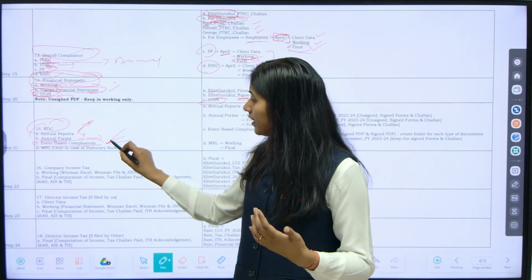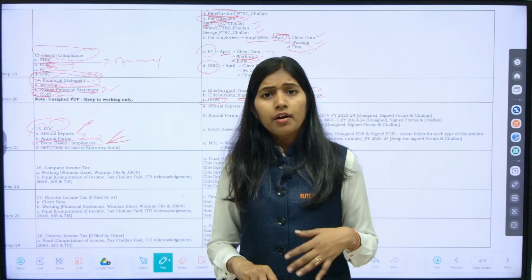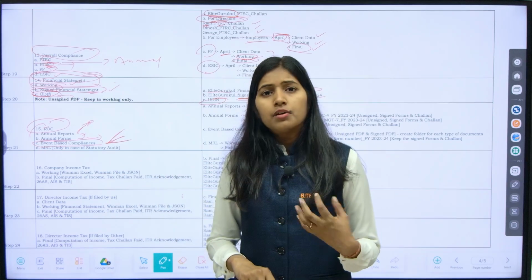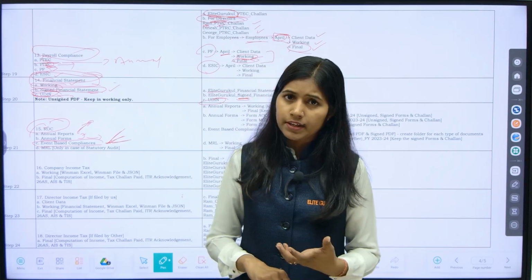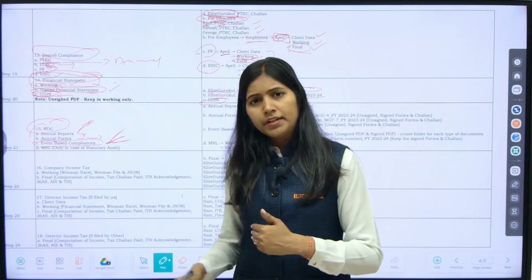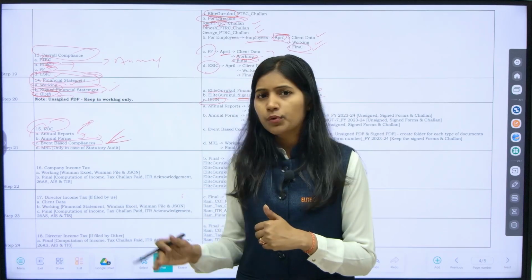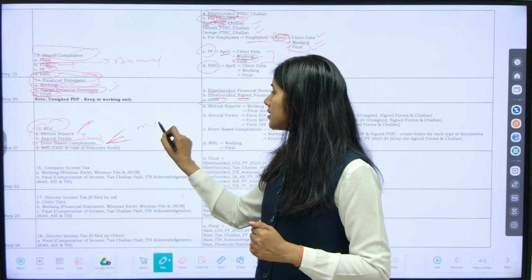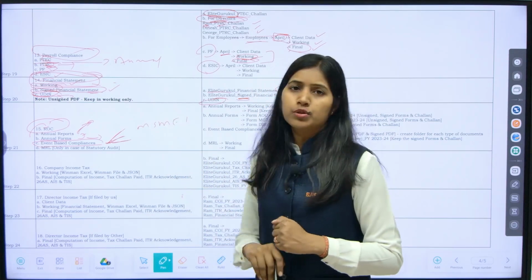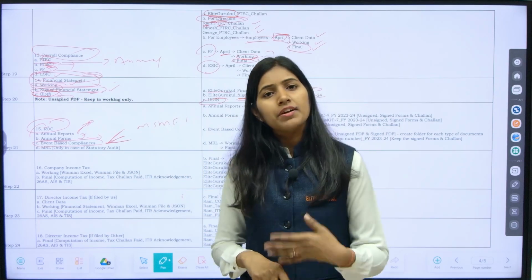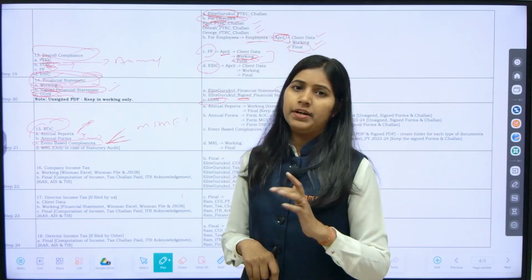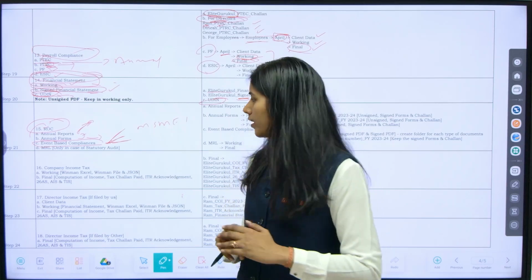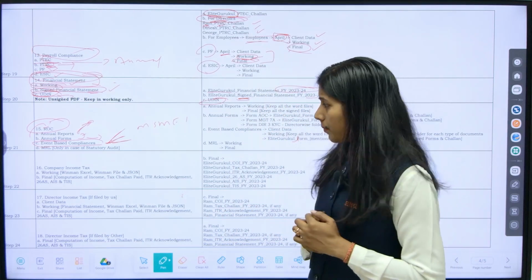When you prepare event-based compliance, as I already mentioned, filing of form MSME 1 is mandatory. From now onwards, all the companies for financial year 24-25 are going to file form MSME 1. So form MSME 1 will also form a part of your event-based compliance, and you have to keep it here under event-based compliance.